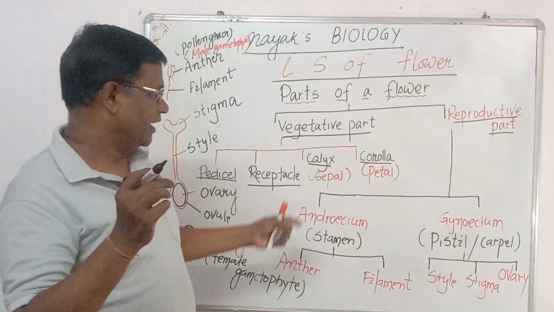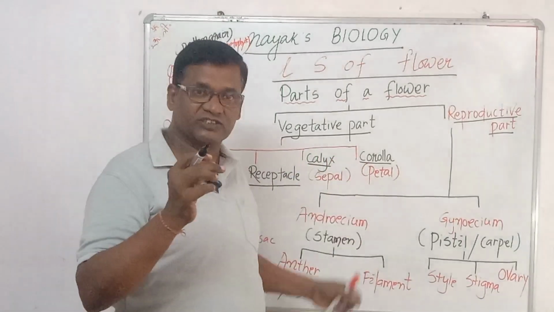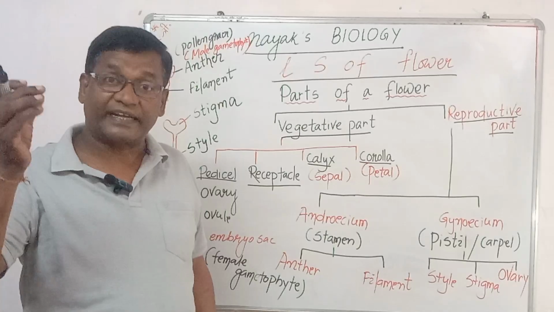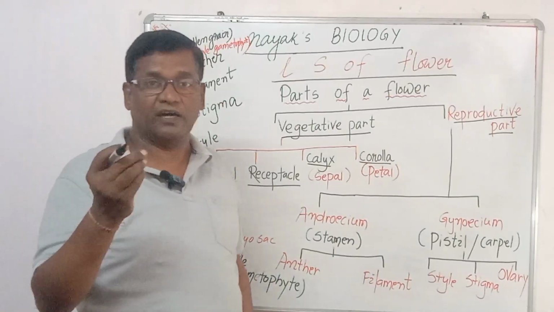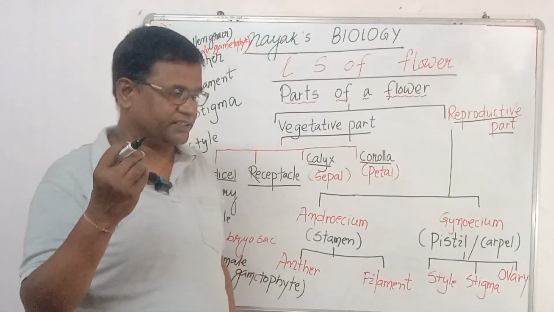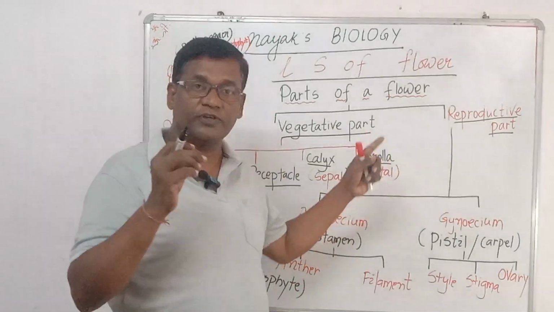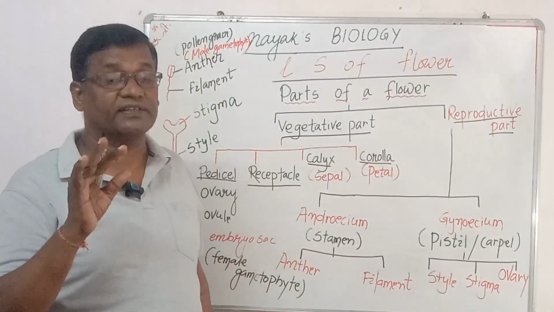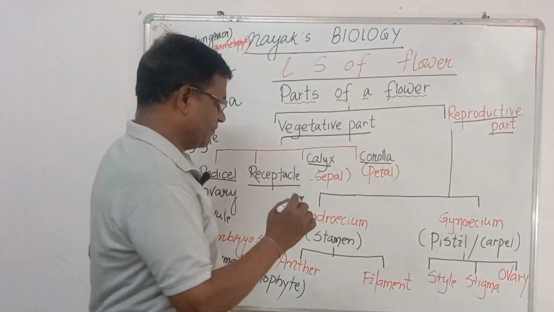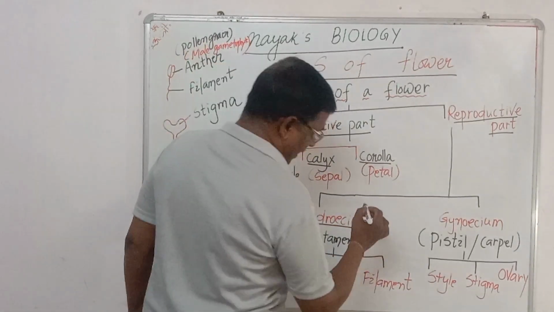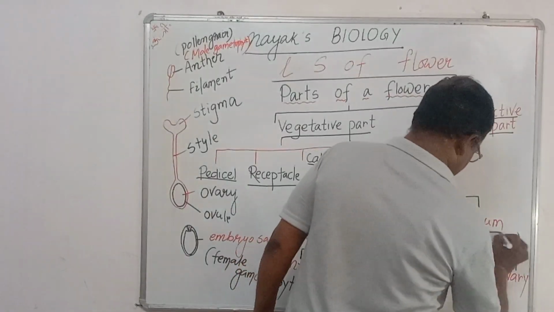I will show you. And what is the corolla? It is the petals, the colored parts of the flower, and it helps to attract honeybees or small flies for the collection of nectar and helps in pollination. And what are the reproductive parts? There are two important reproductive parts in our flower: the androecium and the gynoecium.